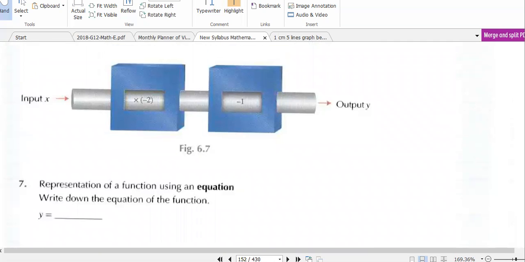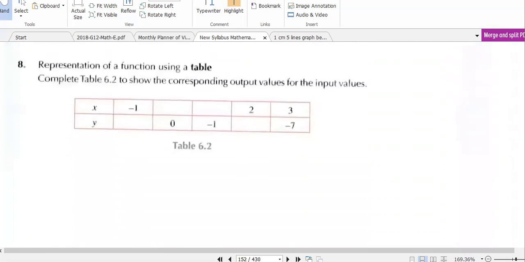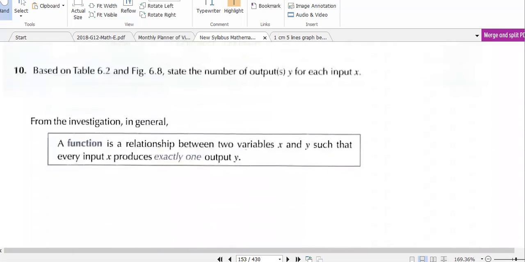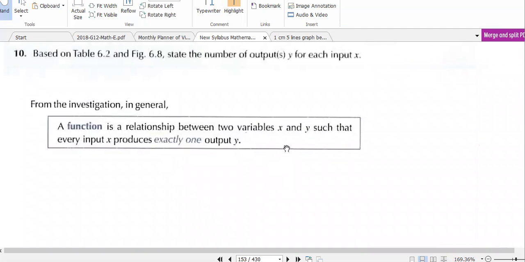And you can have two functions like this. The first function, x times -2, means multiply by -2. It means the input will be multiplied by -2 and then it will give you to the other function which will add -1, and the final output will be y. So it means function is a relationship between two variables x and y such that every input x produces exactly one output y.